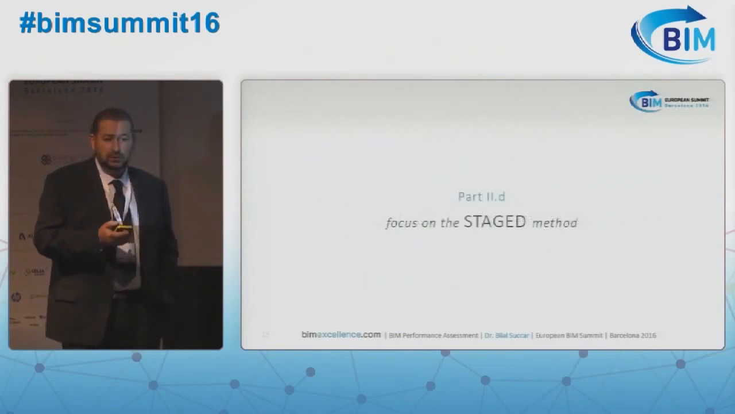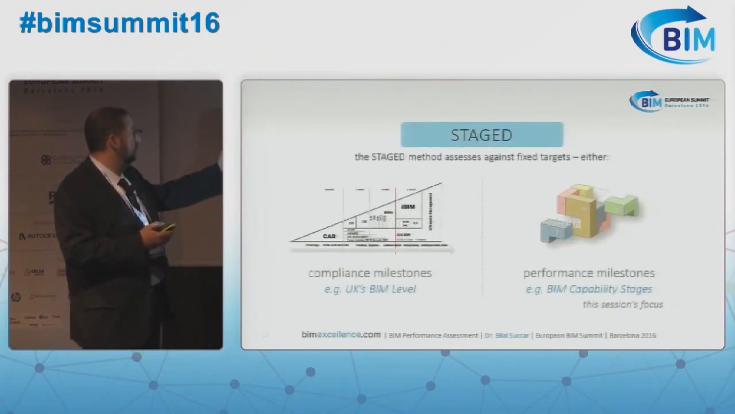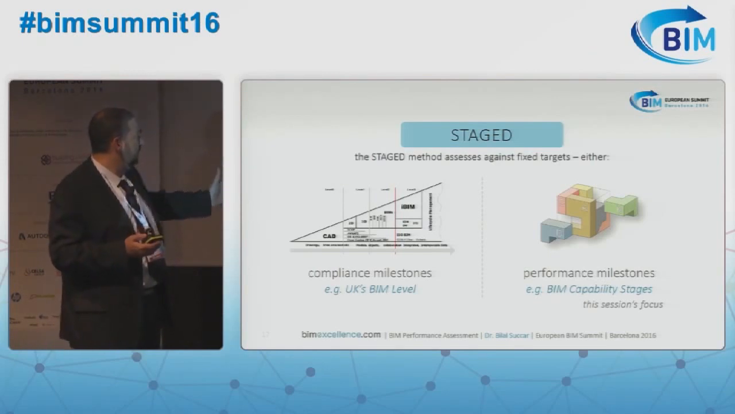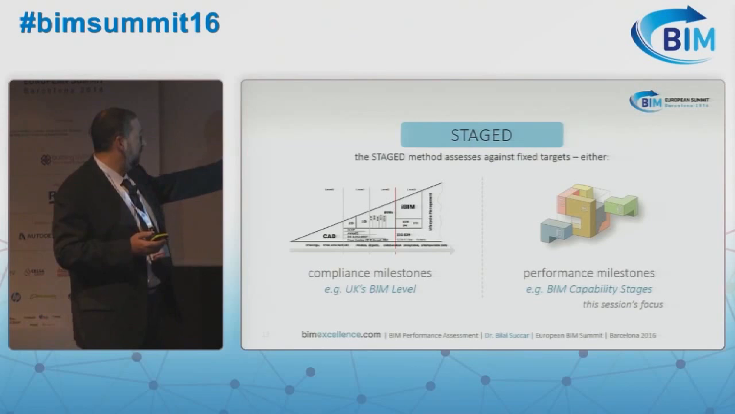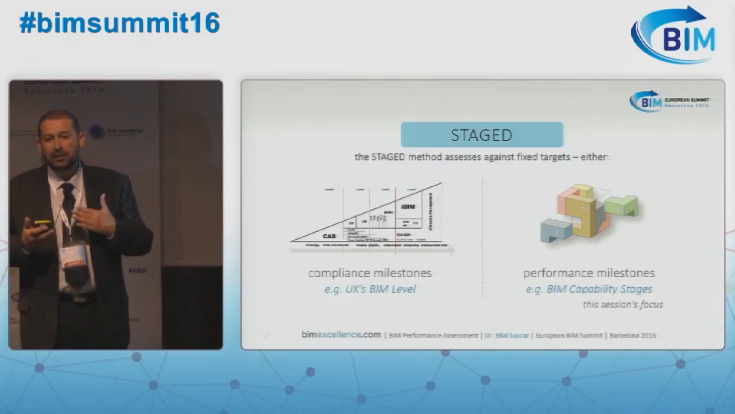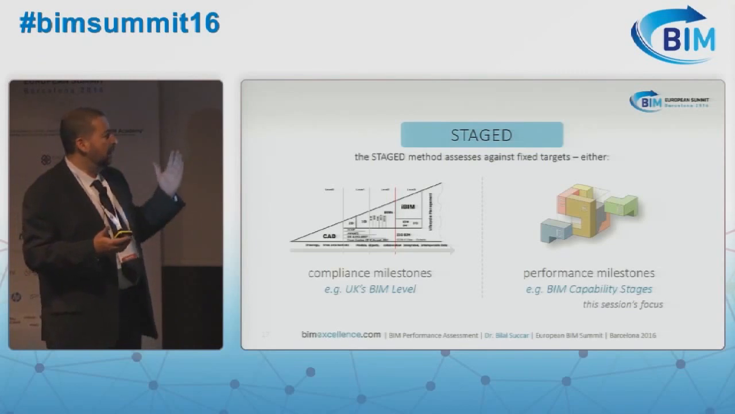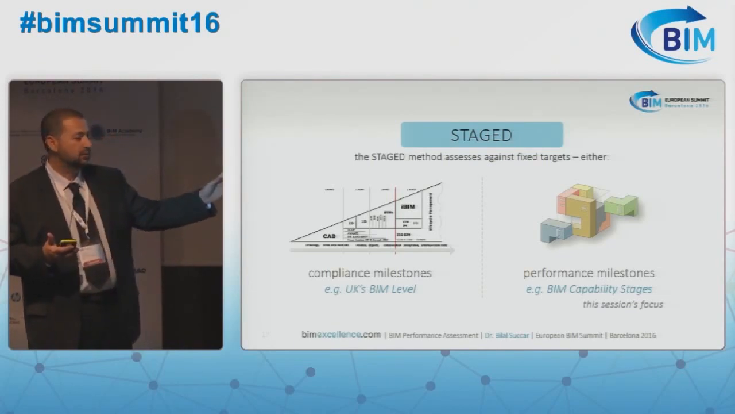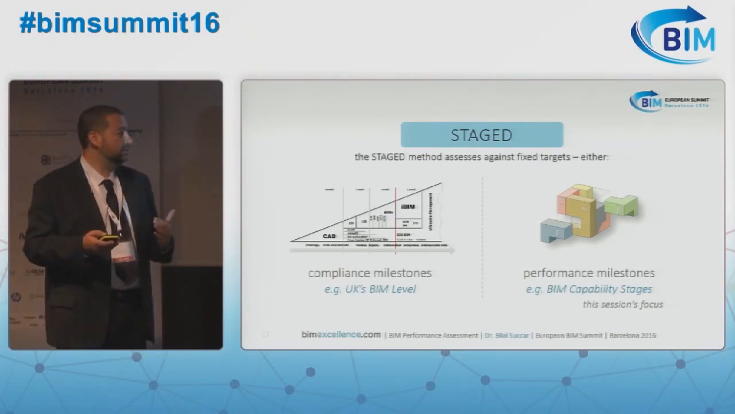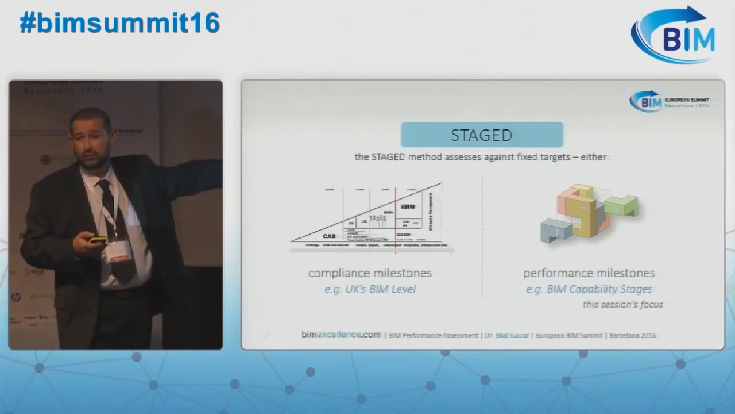So let's look at the staged method. Of course, this diagram was covered by Mark before, and it's one of the most famous diagrams, which is the UK BIM levels, which are, in my book, more like compliance milestones. So a company can comply with UK level 2 or 3 in the future, while there's another metric I use for performance milestones, which is measuring against the capability of an organization. There are metrics that we can use to measure. We're going to focus, of course, not on compliance in this session, but on performance.